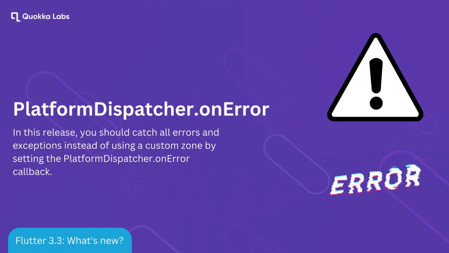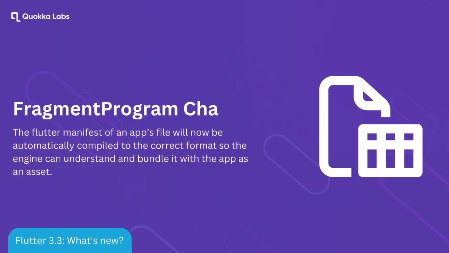PlatformDispatcher.onError. In this release, you should catch all errors and exceptions instead of using custom zone by setting the PlatformDispatcher.onError callback. Another update is about fragment program changes. The Flutter manifest of an app's file will now automatically compile to the correct format so the engine can understand and bundle it with the app as an asset.